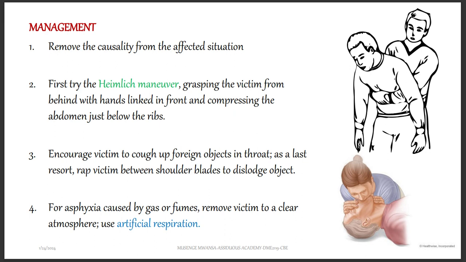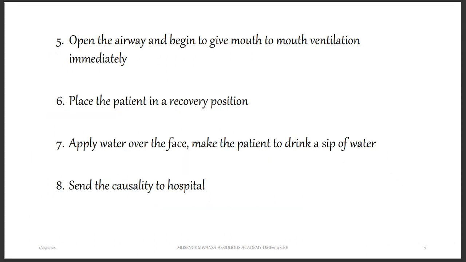But in case they can't do that, you hold their shoulder so that you can push away anything that is there. And then for asphyxia caused by gas or fumes, you can remove the victim to a clear atmosphere and then use artificial respiration. That can include mouth to mouth or mouth to nose, as you can see here. Another thing that you can do is open the airway and begin to give mouth to mouth. That is what we are calling artificial respiration.